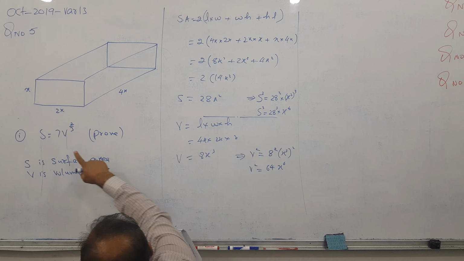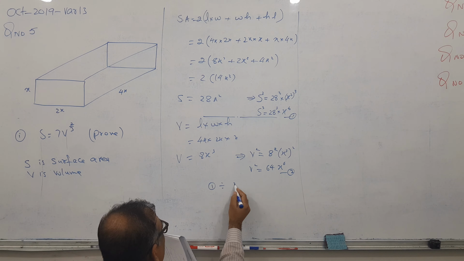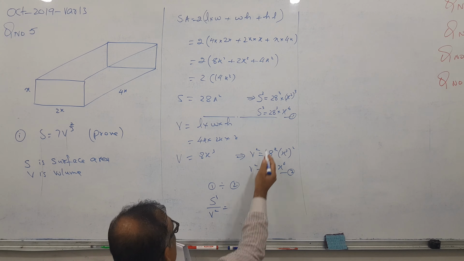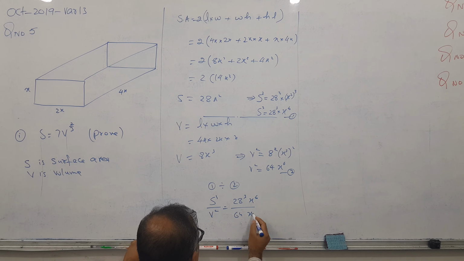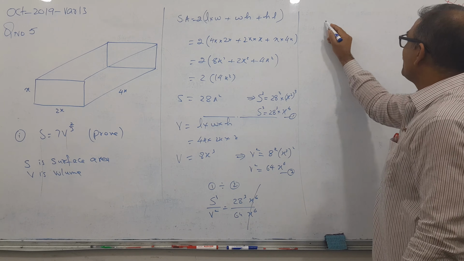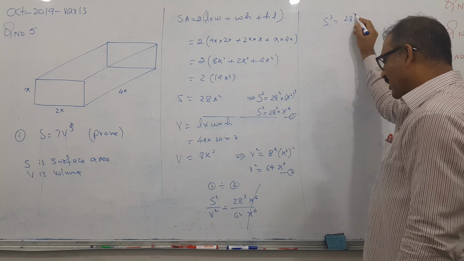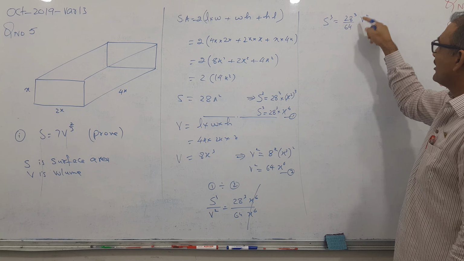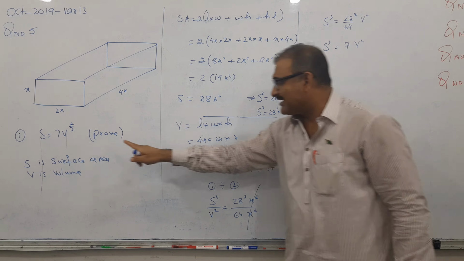If I divide them, so S cubed and this one, this is equation number 1, equation number 2. 1 divided by 2. What's the benefit? Keep this up, keep this down. So x to power 6 cancels. Then cross multiply. S cube is already here, and this V squared comes on this side. 28 to power 3 by 64 and I get V squared. And I'm sure if you solve this value, you get a 7.